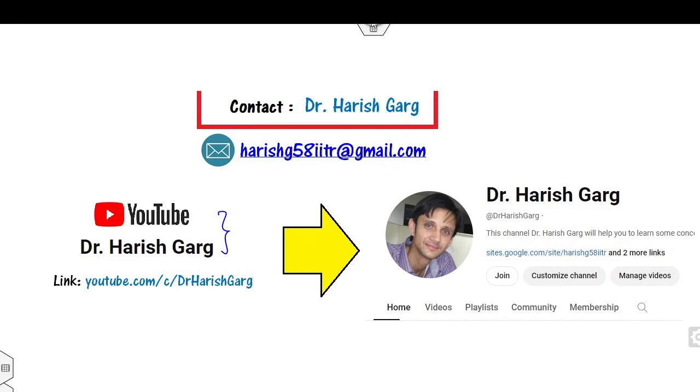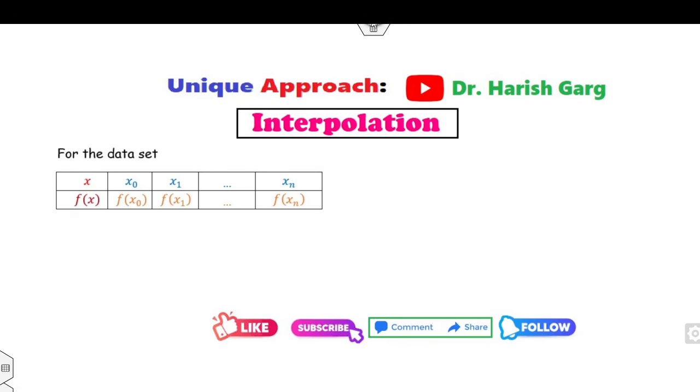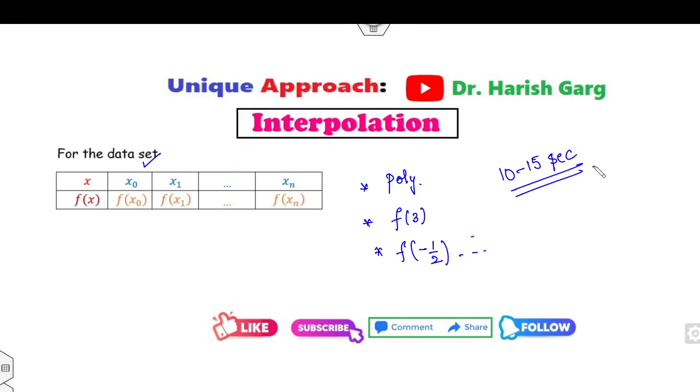Now, whenever you are talking about interpolation, that means some data set is given to you. Then your target is to find the polynomial, that is the first question. Second, you have to find the function value at the point 3. You have to find the function value at the point minus half and so on. How you can solve each of the problems related to interpolation in a 10 to 15 second time period.